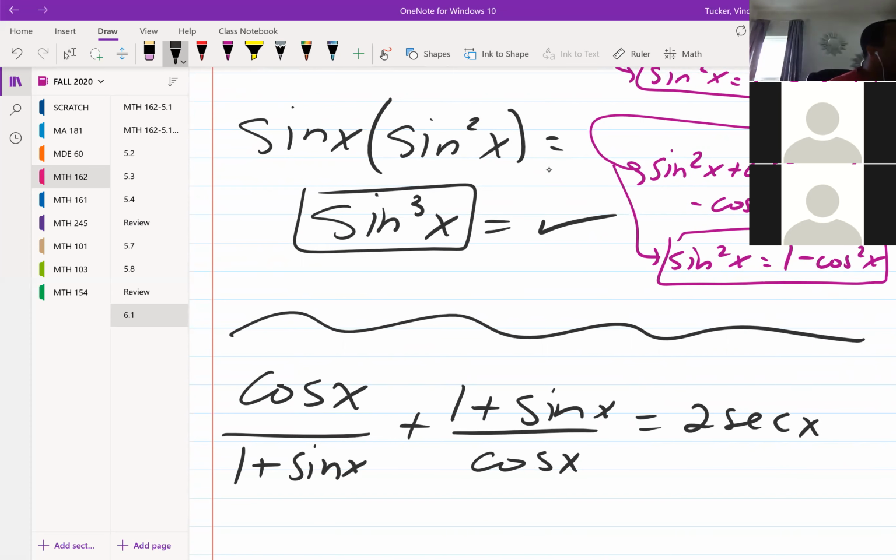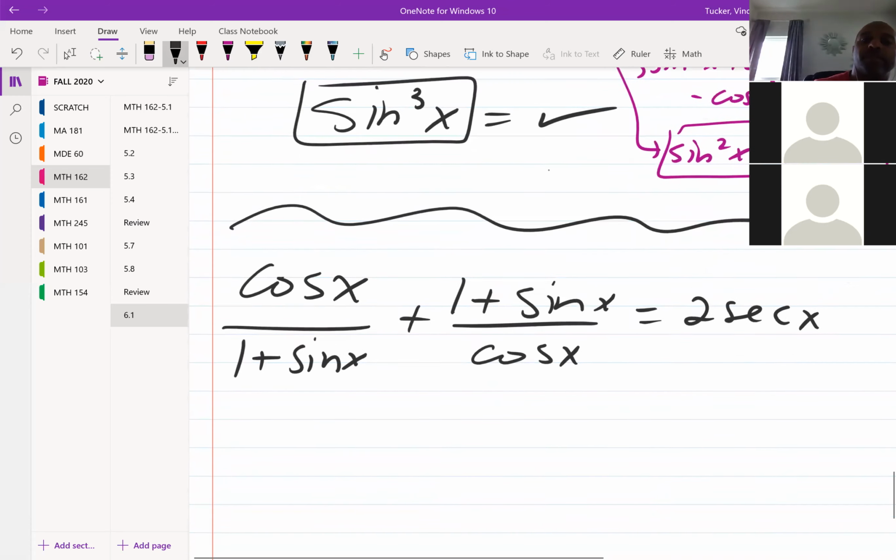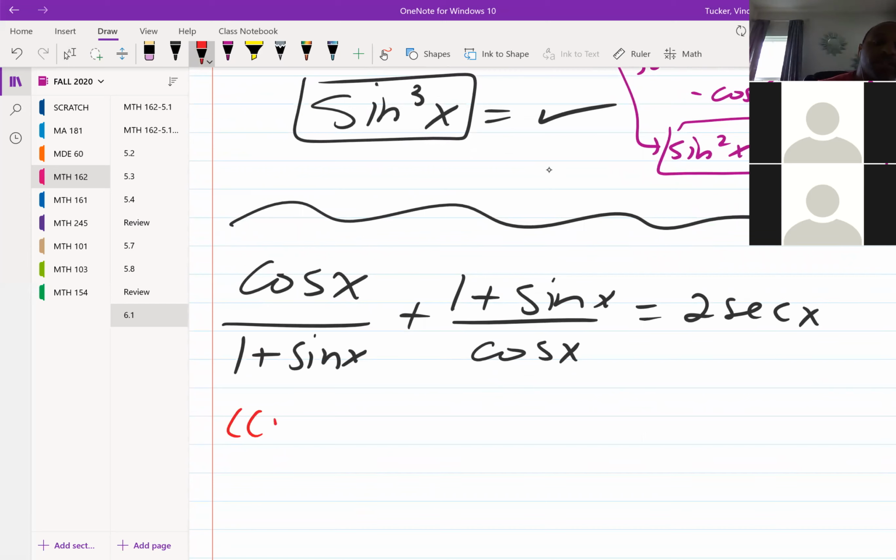All right, so we have cosine over 1 plus sine, plus 1 plus sine over cosine, and that is going to equal 2 secant x. So once again, this is the type of scenario where we're looking to bring our fractions together, because we have one solid term on the right side. So we need a common denominator. Remember, whenever you're going to add your fractions, you need that common denominator. That's going to be 1 plus sine x times cosine x.